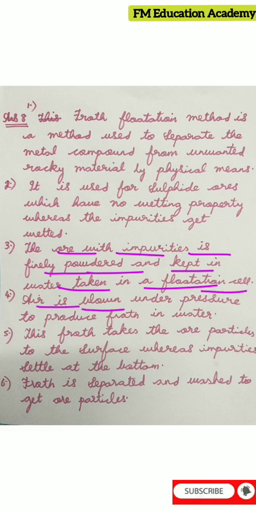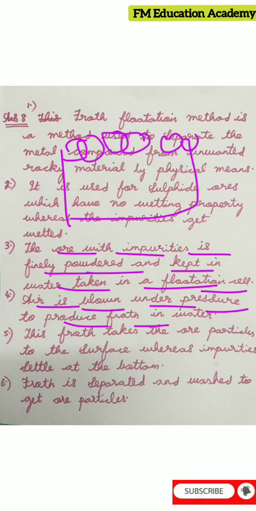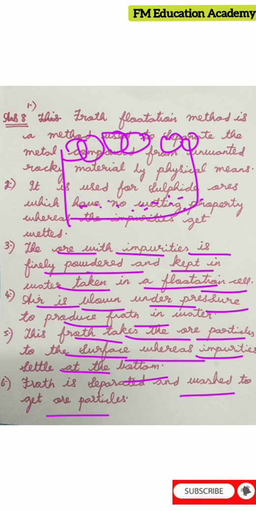And then we blow air under pressure so that froth is obtained at the top. We see the bubbles obtained at the top when the air is blown. This froth takes the ore particles to the surface, whereas impurities settle at the bottom. Thereby froth is separated and washed to get ore particles. That is, we remove the bubbles and we take the ores. Thereby we get ore successfully by using the froth flotation method.